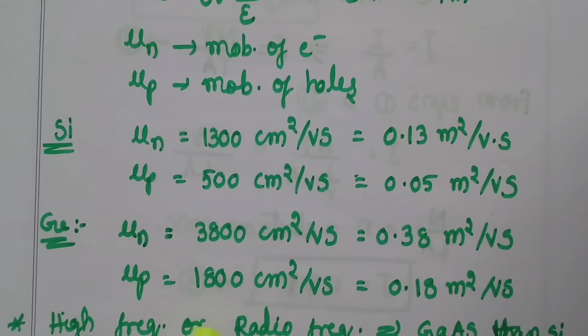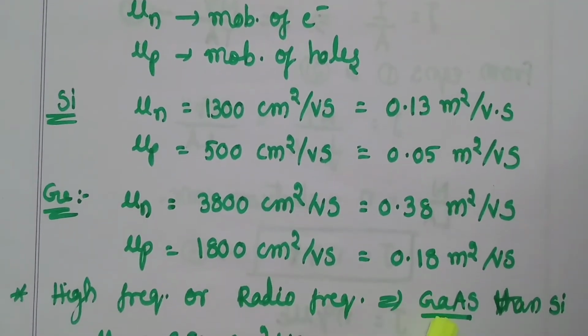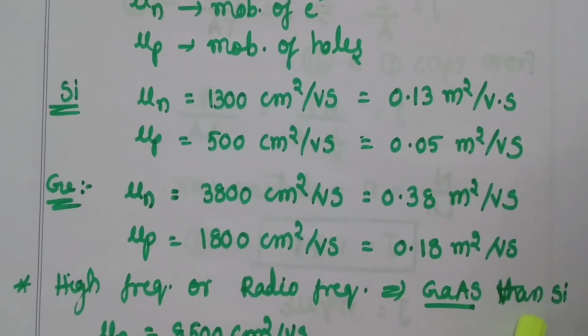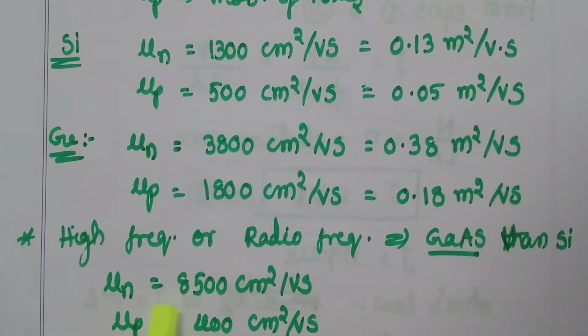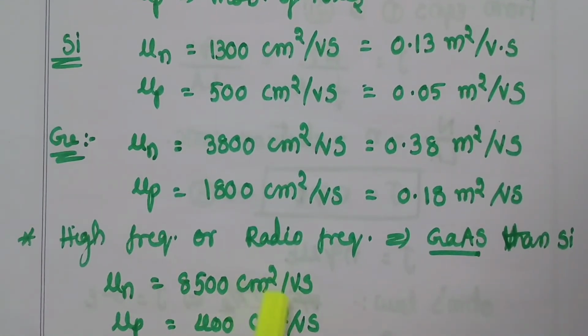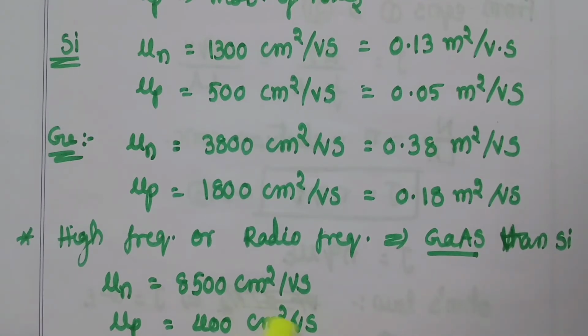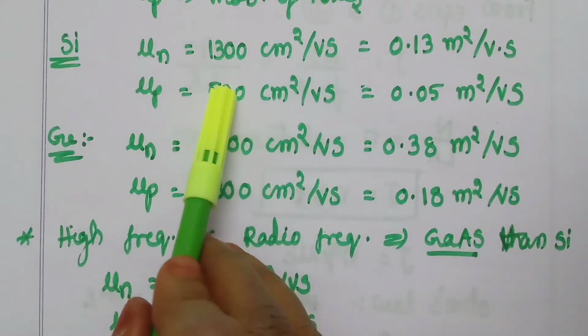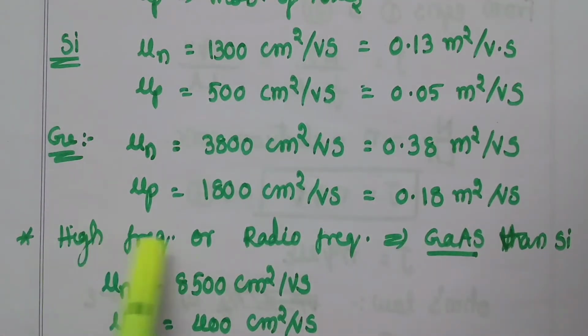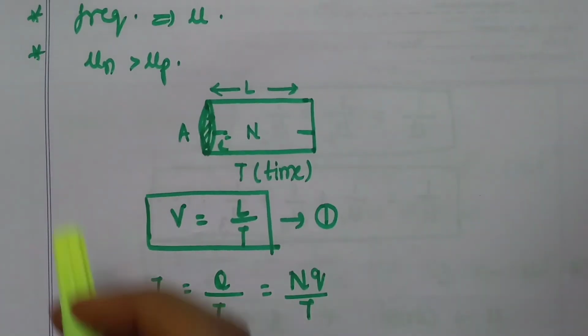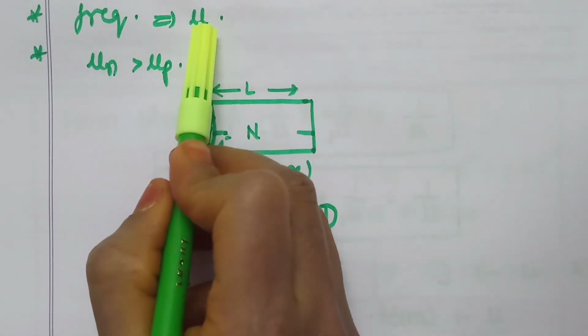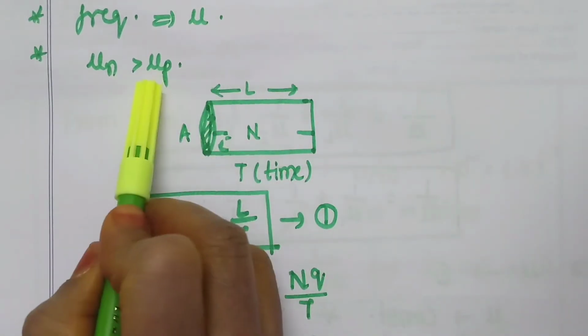High frequency and radio frequency applications use gallium arsenide rather than silicon, because gallium arsenide has the mobility of electrons as 8500 centimeters square per volt second, and the mobility of holes as 400 centimeters square per volt second. Since the mobility of electrons in gallium arsenide is more when compared to silicon, this is preferred in high frequency and radio frequency applications. The frequency of electronic devices depends upon the mobility, and mu n is greater than mu p.